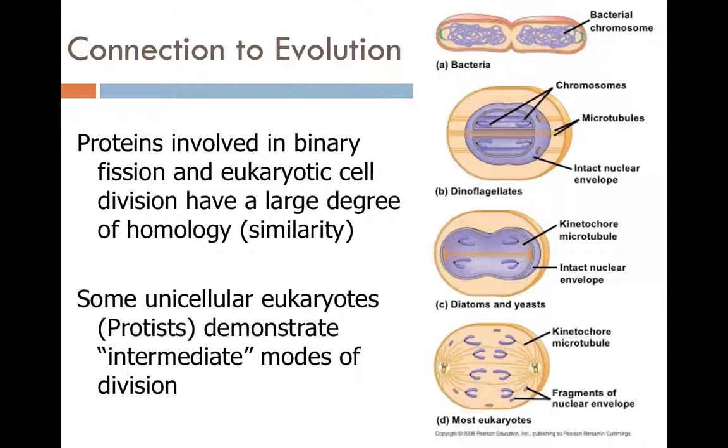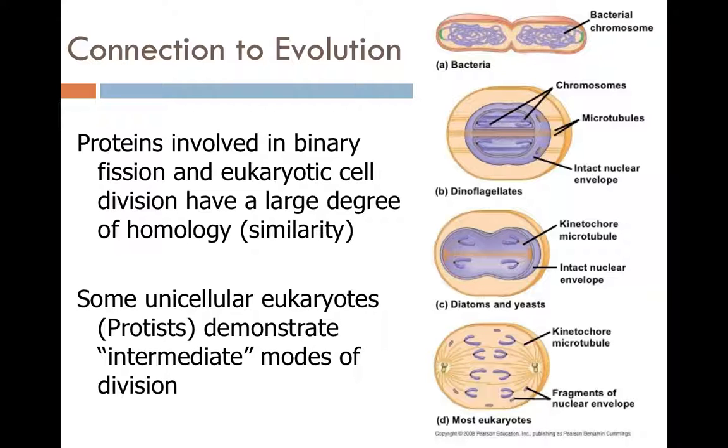And then the same thing happening in the diatoms and the yeast. The spindle fibers are attaching to either side of the nucleus, somewhat kind of like what happens in the bacterial chromosome with the origin of replication attaching to the cell membrane. And then the entire nucleus actually divides in the diatoms and the yeast.